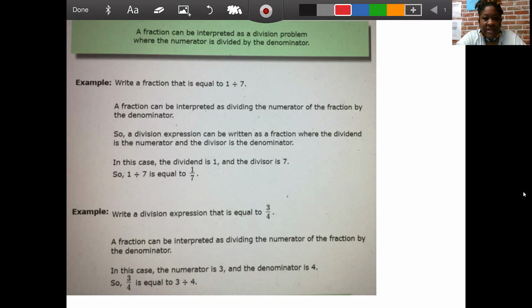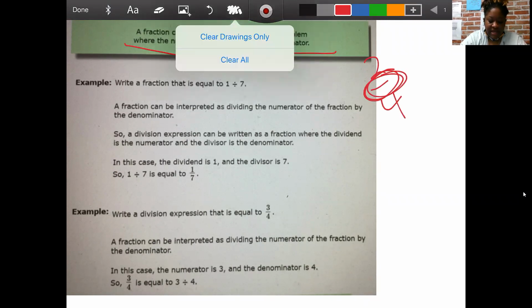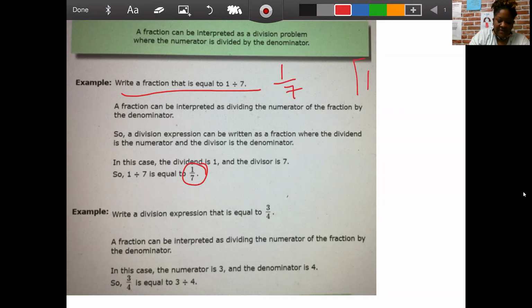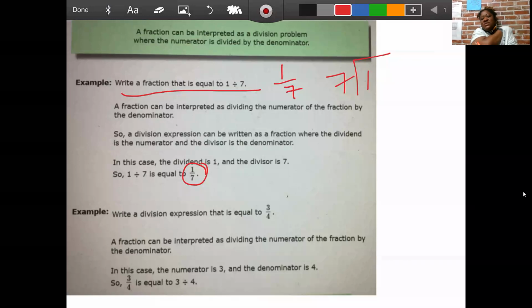A fraction can be interpreted as a division problem. Whenever you see a fraction, this little line here means to divide, okay? So anytime you see a fraction, I need you to instantly know that's division. And if you see the division problem, you need to know that's a fraction. So write a fraction that's equal to 1 divided by 7. It's 1 divided by 7. So when you see it written like that, the numerator always goes on the inside. That's your dividend. Okay, next.